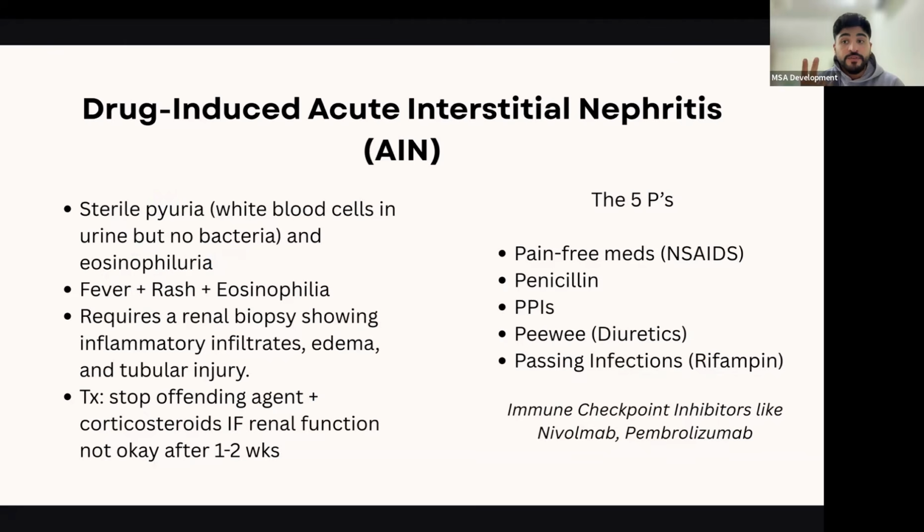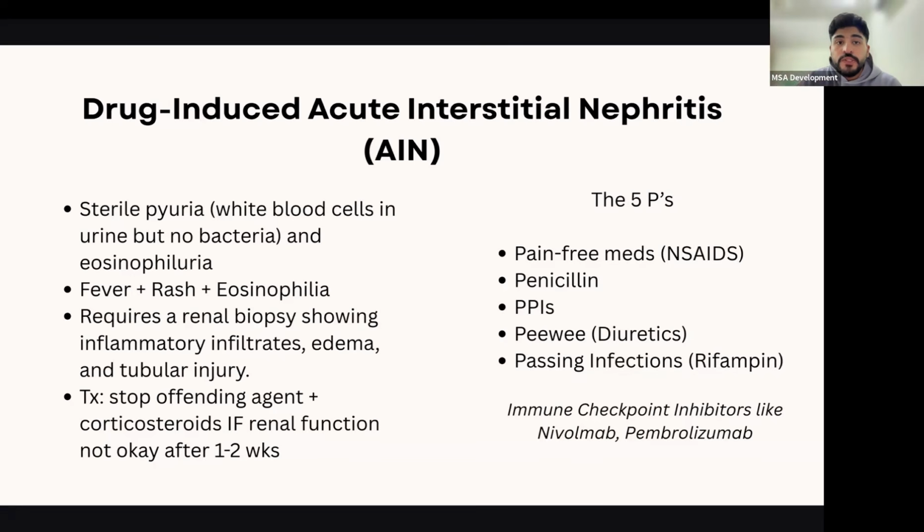They also have eosinophils. Eosinophilia is high yield, all right, and diagnostic for acute interstitial nephritis. So a patient is going to come to you with fever, rash, and eosinophilia. Okay, acute interstitial nephritis. Of course, you're going to see a lot of inflammation in the kidney. You're going to see a lot of edema. There's a lot of tubular injury.